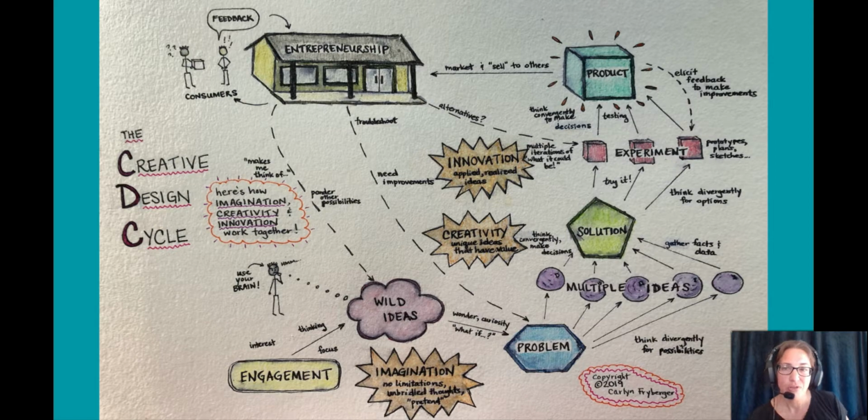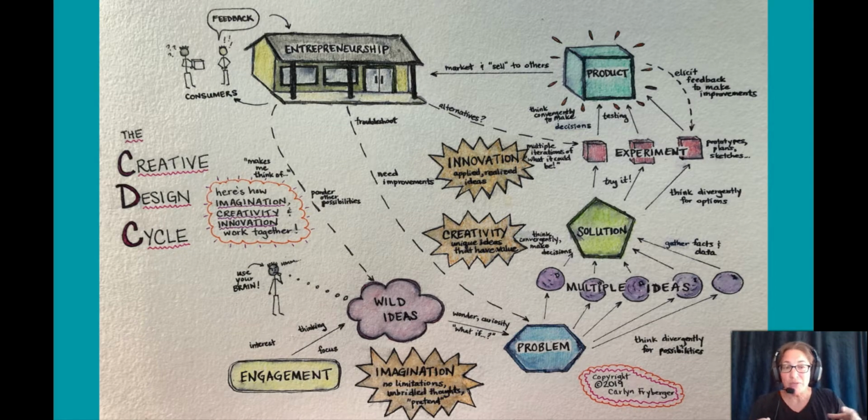So let's go through the creative design cycle and I'll explain each part and how they work together. First, you see the little guy on the bottom left corner there? He's thinking. He's engaged. He is interested in something. He's focused on something. That's engagement. When you're engaged with something, you start to consider possibilities, ideas, all kinds of wild thoughts, and that's using your imagination. At the point when you start to wonder about things or become curious about things, or my favorite, ask, what if there were dinosaurs in the playground? Then you start to develop a problem, and the problem can be a statement or a question.